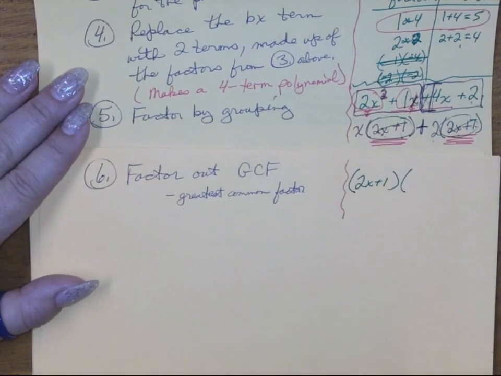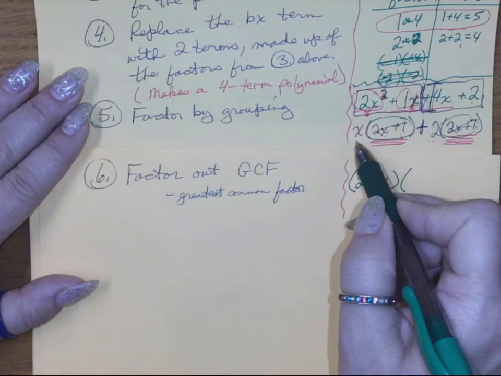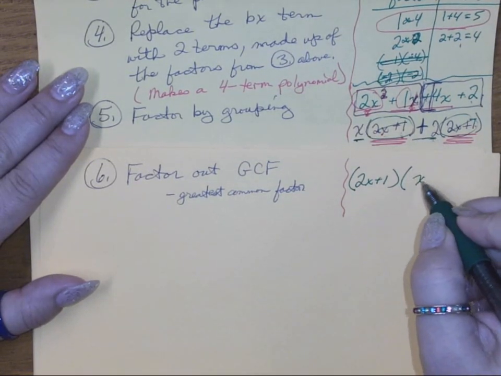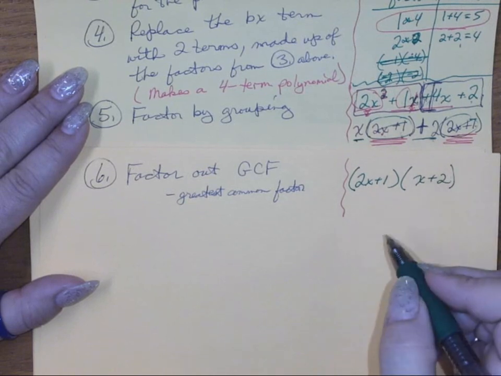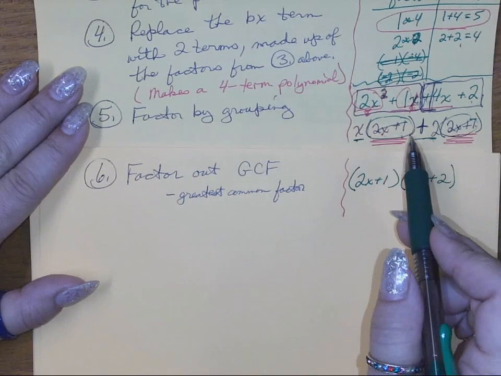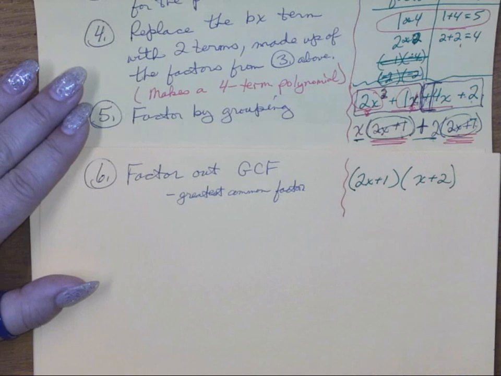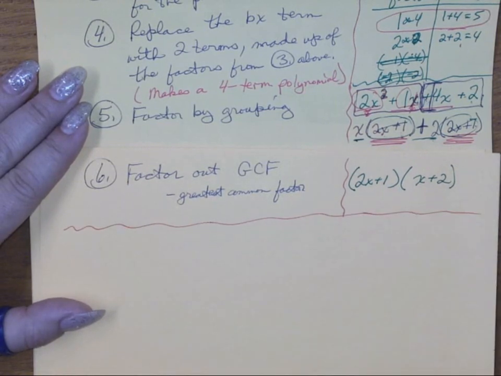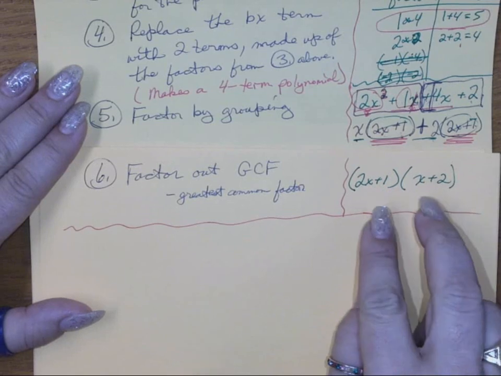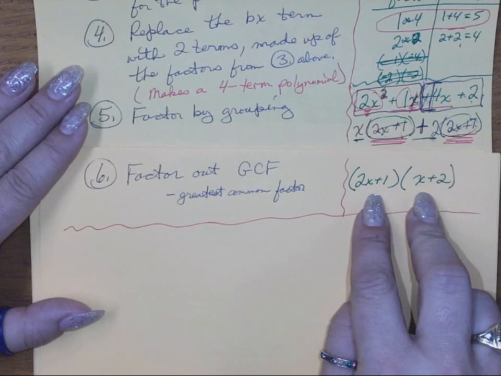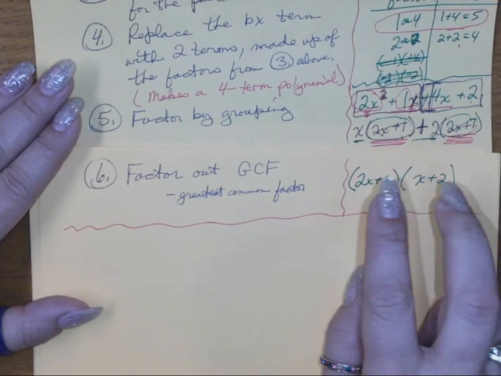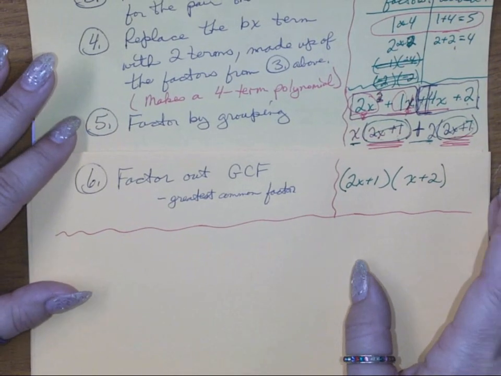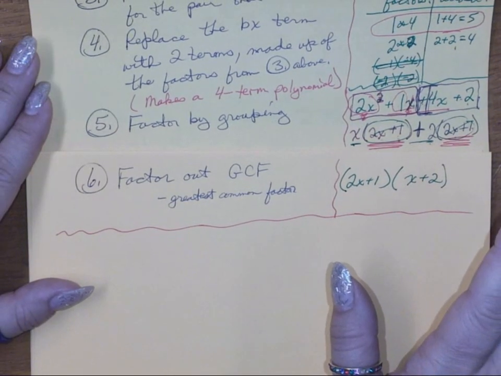And then whatever's left makes me another set of factors. So I've got x plus 2. That's what's left over after I pull that GCF out, the GCF being the 2x plus 1. So I've done my factor by grouping, I pulled out my GCF, and voila, there I have it. That is factored. So that's the whole process of what it looks like to do the AC method.